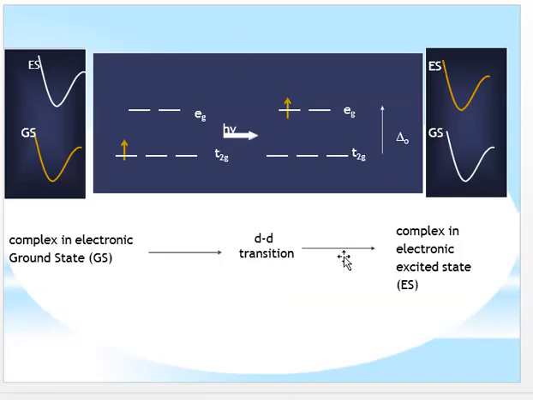And in this picture, we can see the d-d transition to the complex in electronic excited state and complex in electronic ground state.